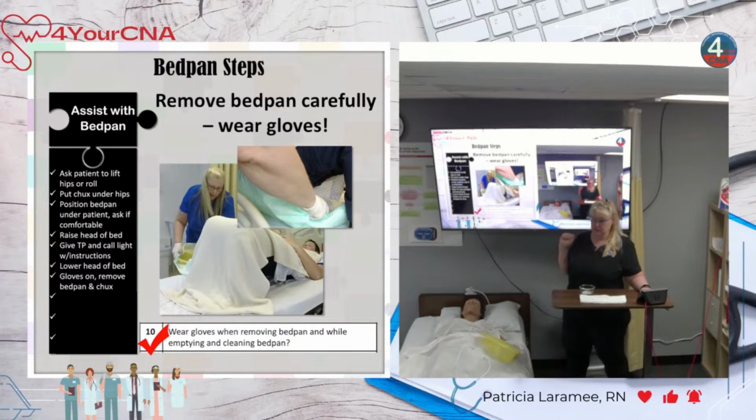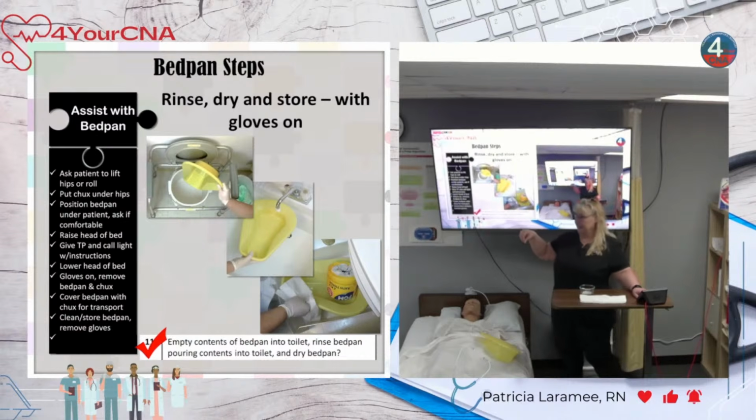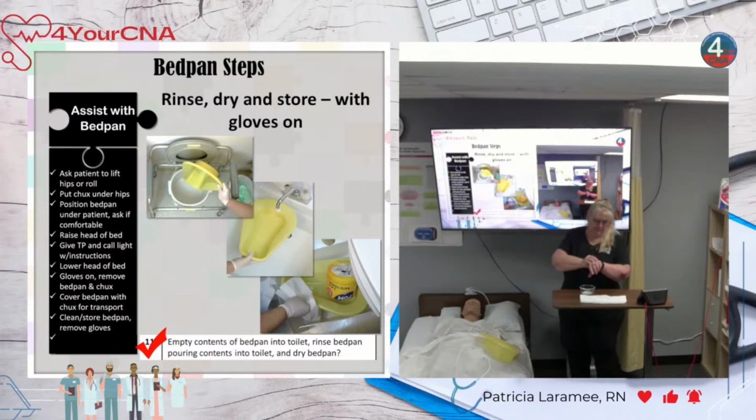Good. Now we're going to take that covered bedpan over to the toilet, and we're going to dump our pretend pee into the toilet. Nothing's going to be in the bedpan, but we're going to pretend. And then we're going to clean our basin like we clean all basins. We're going to rinse it. We're going to put the rinse water into the toilet. We're going to dry it, and we're going to store it.